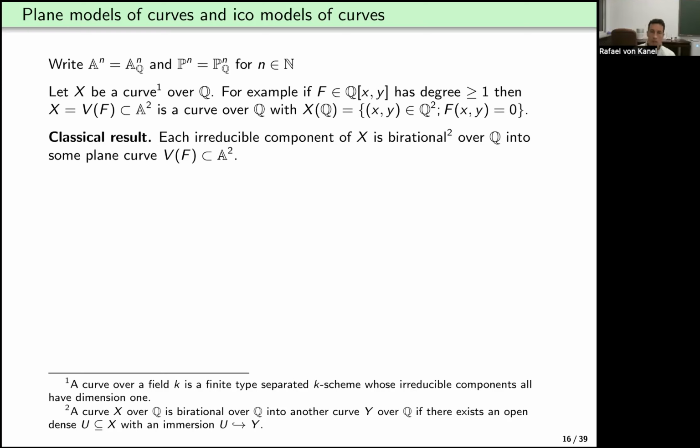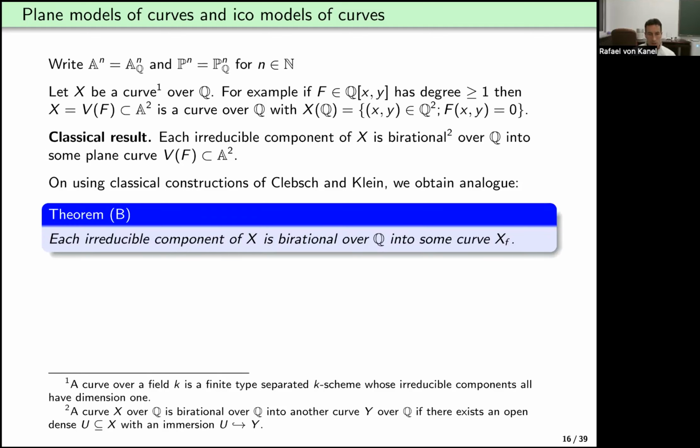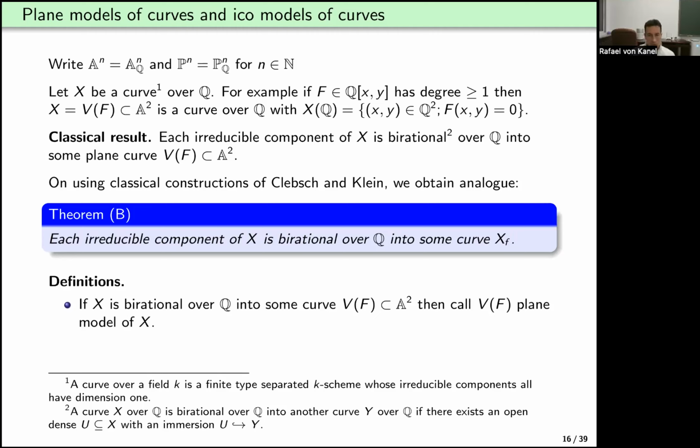And then a classical result says that actually each irreducible component of X is birational over Q to some plane curve V_F in A^2. And using a classical construction of Clebsch and Klein, we obtain the following analog. So each irreducible component of X is birational over Q to some curve X_F. And then we can make the following definition. If X is birational to some curve V_F, then we call V_F a plane model of X. And similarly, if it's birational over Q to some curve X_F, then we call this X_F an Eco model of X.